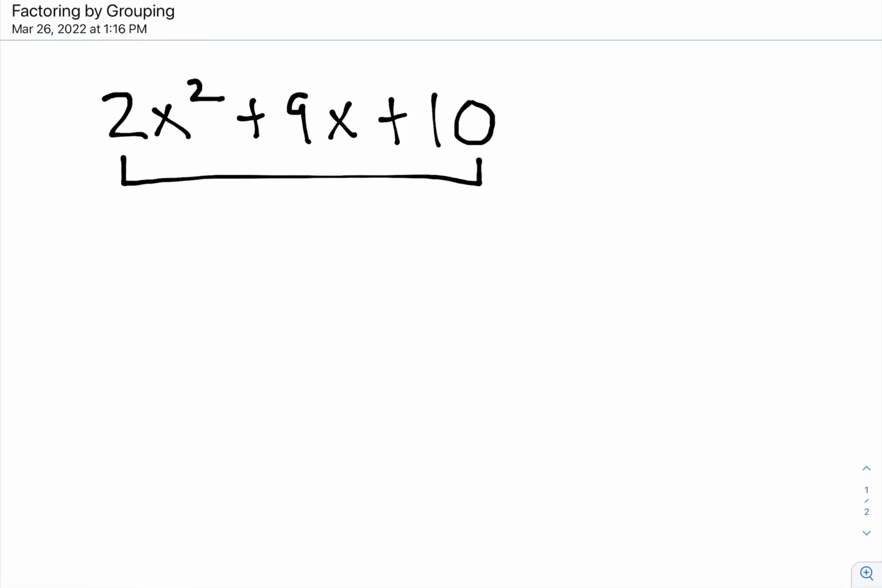So the first thing we do is we take the coefficient 2 and multiply it by our c value, the last number, the constant 10. Okay, 2 times 10, that's 20. And this is similar to when there isn't a coefficient: we think of two numbers that multiply to 20 and add to 9. I'll just tell you that's going to be 5 and 4, both positive because they add to positive 9.